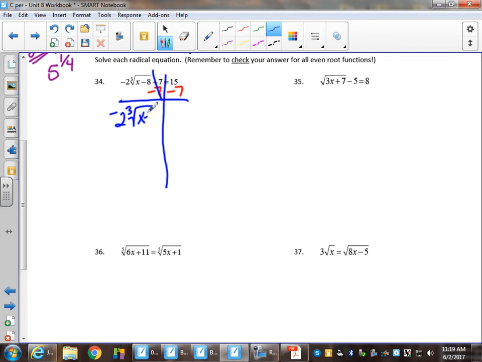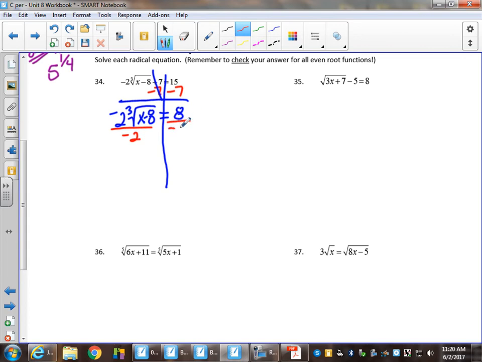So there was a good question. Is that plus 7 underneath the radical? No. That is why we can subtract it. Equals 8. And then now you have to deal with the negative 2 on the left side of the radical. When you say deal with the negative 2 on the left side, what does that mean? Divide it by negative 2. Divide both sides by negative 2.